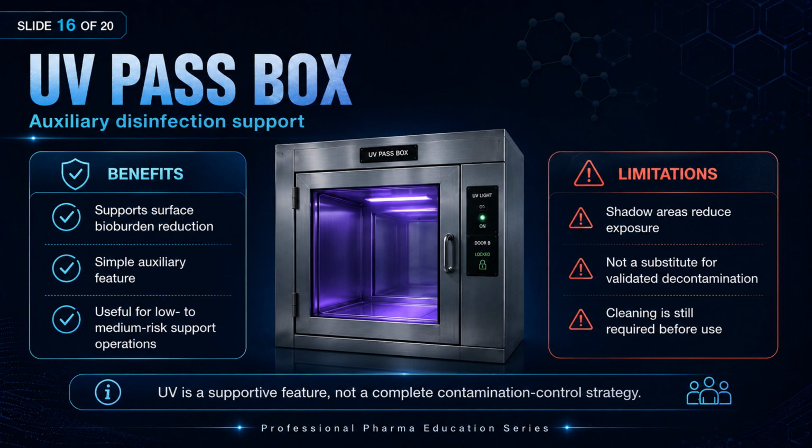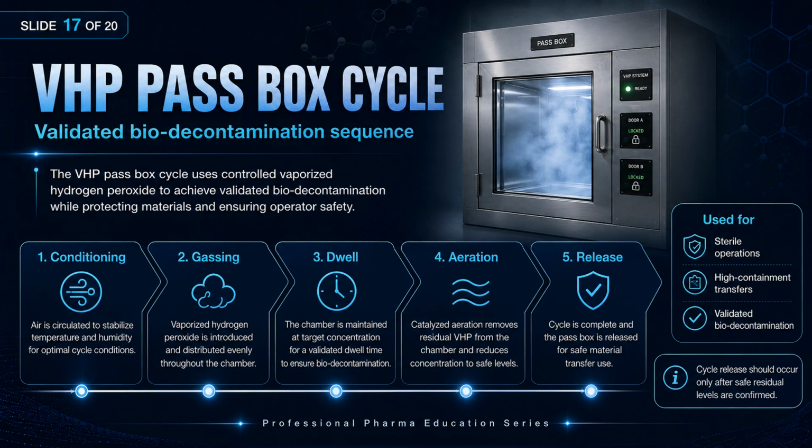VHP Pass Box Cycle. A validated VHP cycle typically consists of conditioning, gassing, dwell, aeration, and final release. Critical parameters include hydrogen peroxide concentration, relative humidity, temperature, exposure time, distribution uniformity, and safe residual concentration before door release.